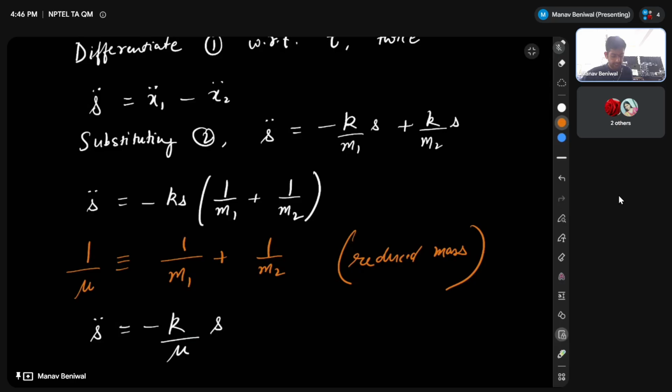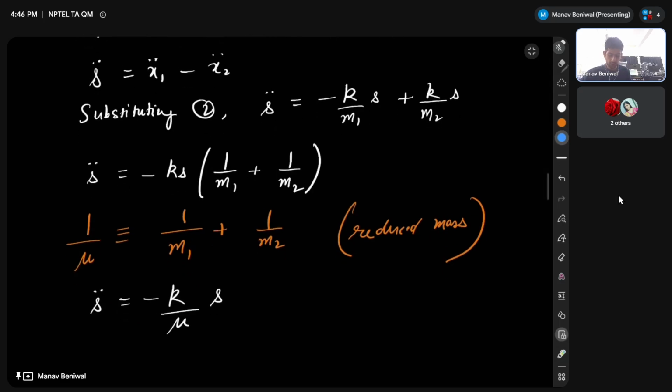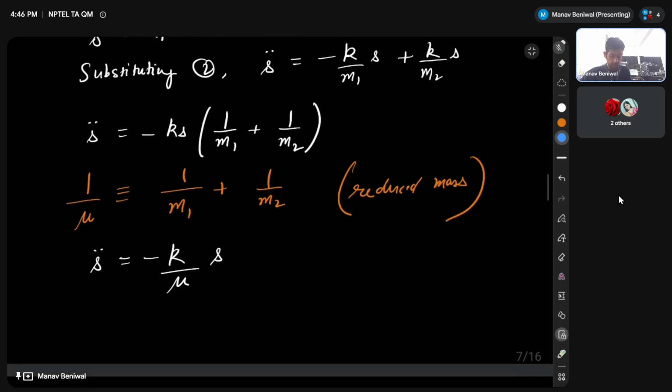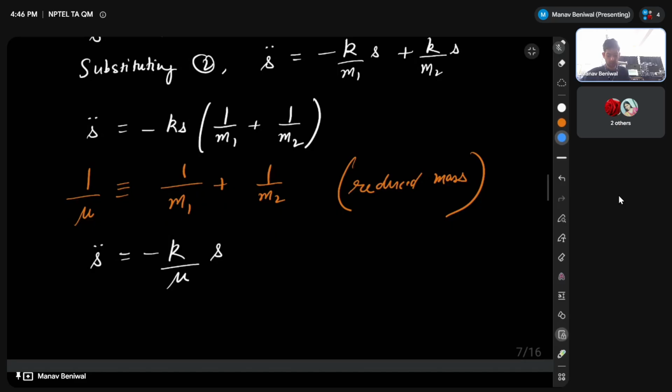So this relative coordinate s now obeys simple harmonic motion with reduced mass in place of m. So the omega for this reduced mass will be simply the square root of k over mu. Okay, so for a two block system, what we have done essentially is found out the reduced mass of the two masses, and then instead of using their actual masses, we just have to use their reduced mass to find out the frequency of oscillation.